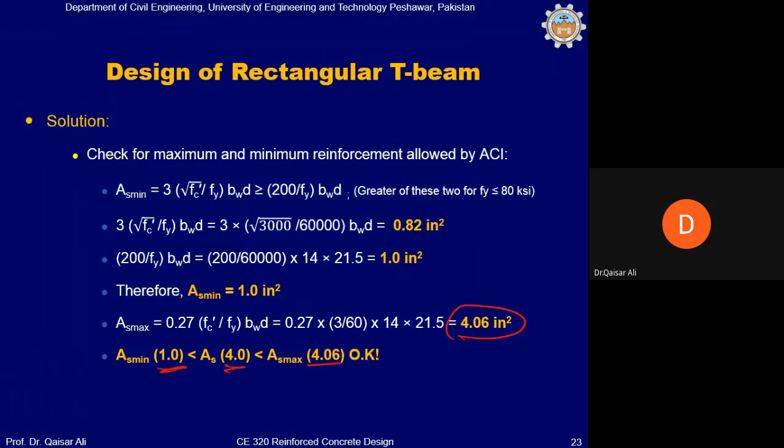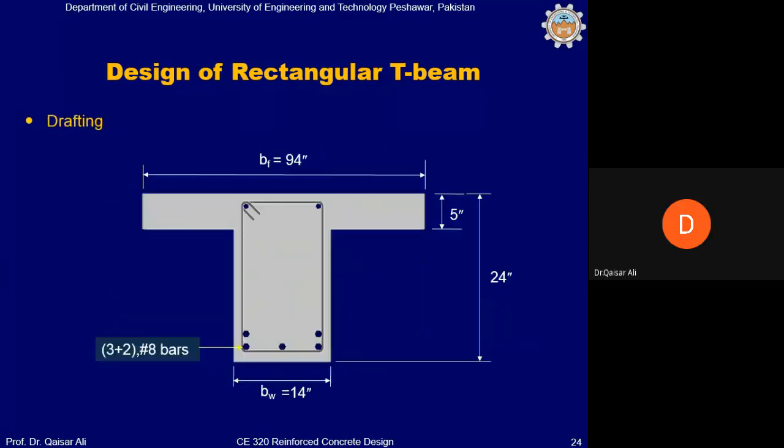You can also try some other bar, let's say number 6 bar. You can use number 6 bar in multiple rows. Any question about this? Any question now, please? No, sir. Okay. This is the final arrangement for this T-beam.